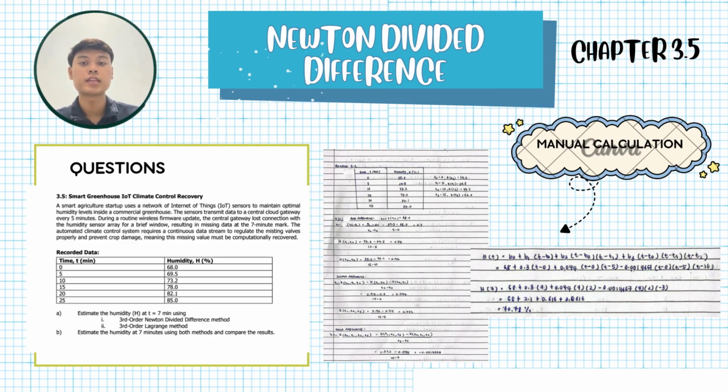Hi, my name is Muhammad Afishami bin Muhammad Basri. My matric number is S70305. I want to present about Newton divided difference.